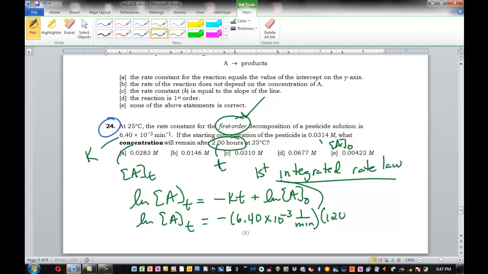It's going to be 120 minutes plus the natural log of the initial. Oops, I can plug the initial in, can't I? Sure can. What is it? 0.0314. Sorry about that, I'm out of room, and that's molarity. Let's do the calculation on the right-hand side of the equation.